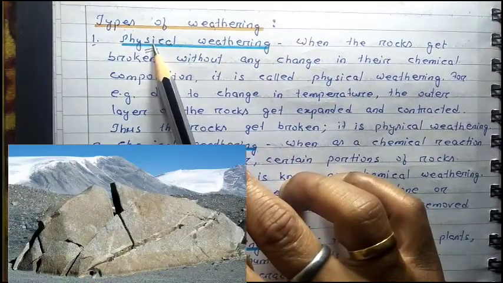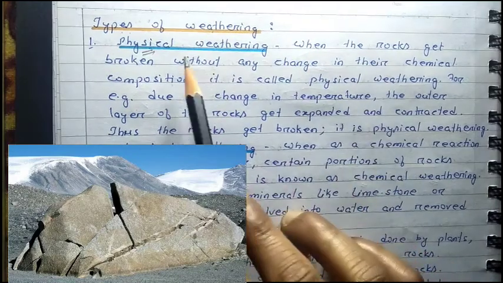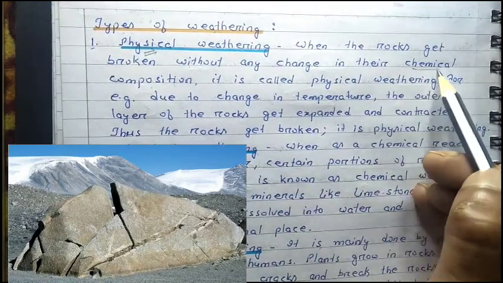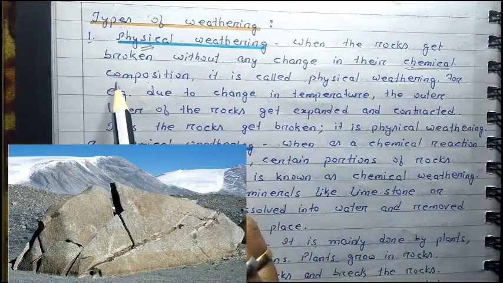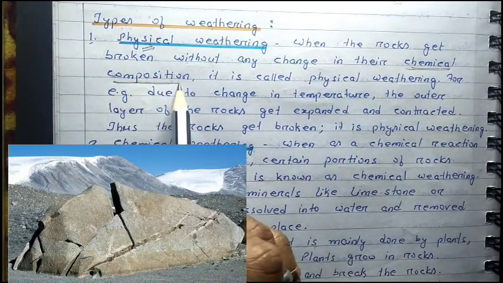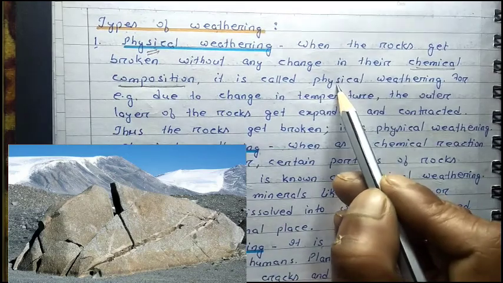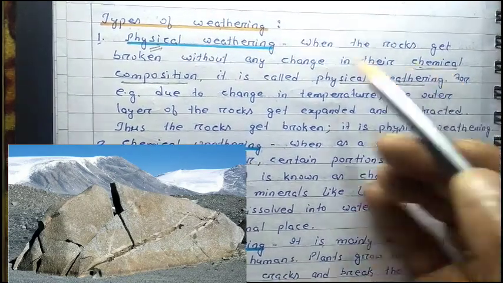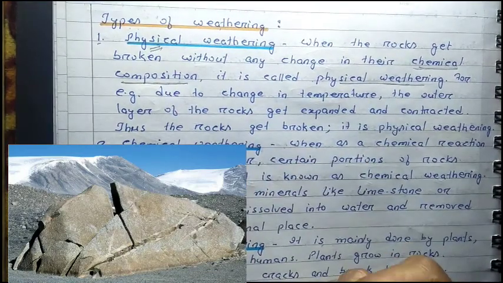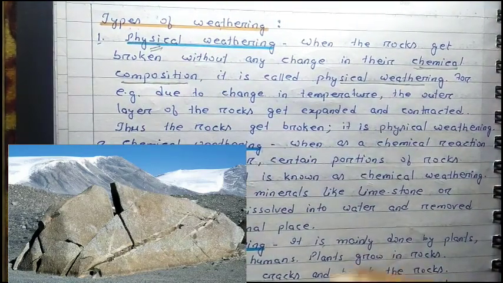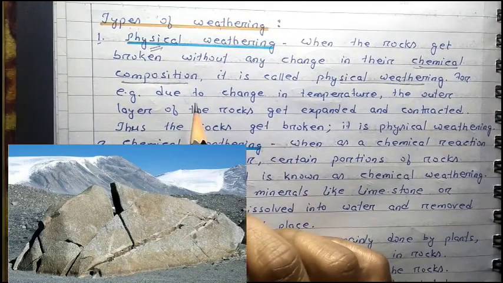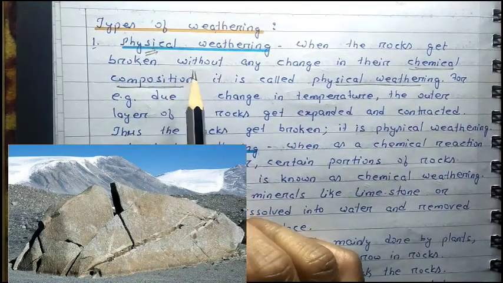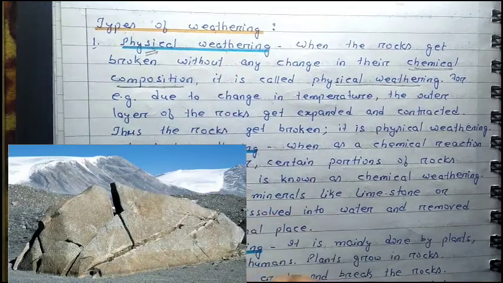First of all, physical weathering. When the rocks get broken without any change in their chemical composition. Sometimes the rocks get broken, but their chemical composition does not change. That type of weathering is known as physical weathering. Question may arise, what is the meaning of chemical composition? You know that rocks are made up of different types of chemicals. When the rocks get broken into pieces without any change in the chemical composition, that is known as physical weathering. As you can see in the picture.